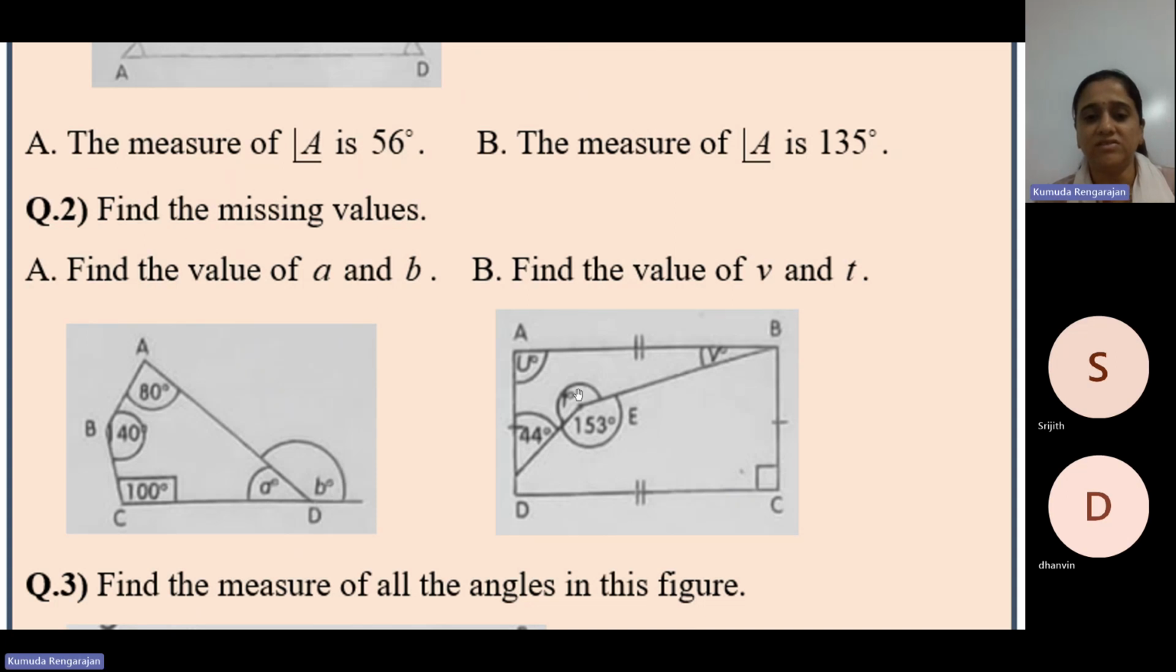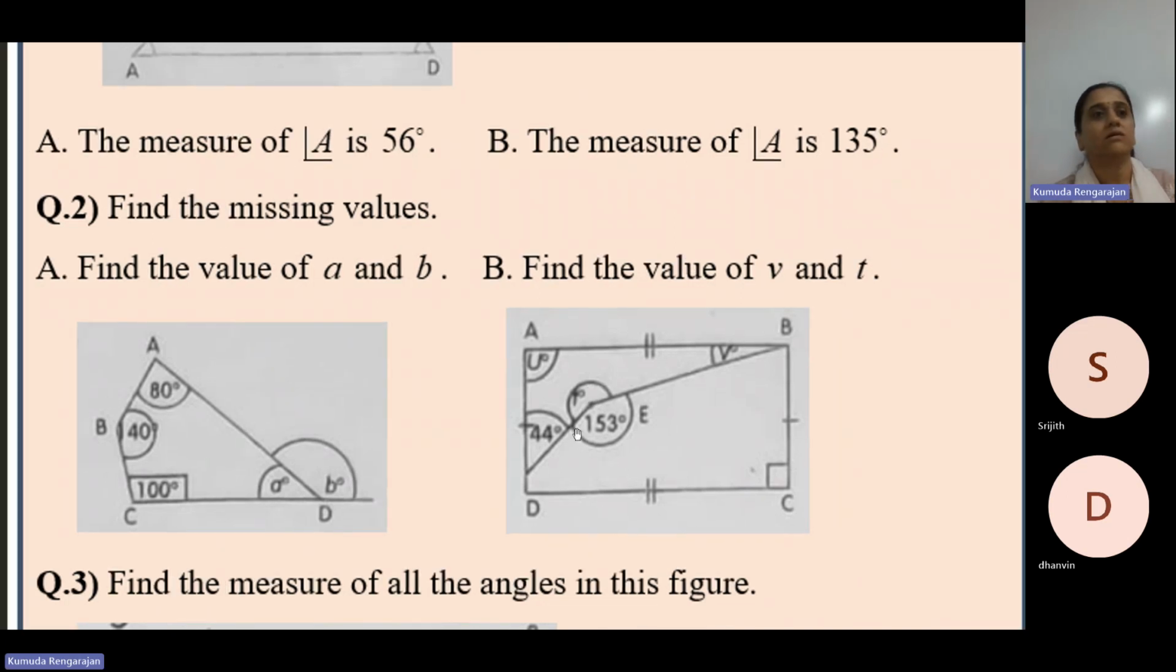This is T degrees. Very good, Harini. 153 plus T is equal to 360 because it's a complete angle. 153 plus T is equal to 360 degrees. So like that, you can find T.